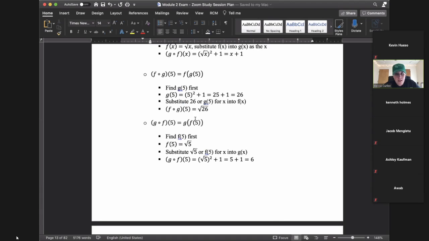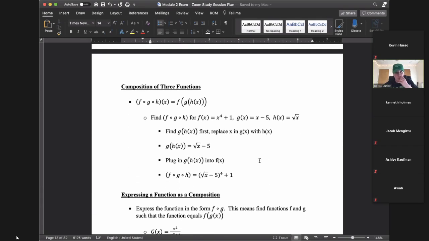And then g of f of 5, same thing. Find f of 5 first. Since f is the square root of x, f of 5 is going to be the square root of 5. Substitute square root of 5, or f of 5, into x for g of x. Since it's x squared plus 1, you're going to take that f of 5 that you found, which was the square root of 5, and you're going to square it plus 1, which is 5 plus 1 equals 6.